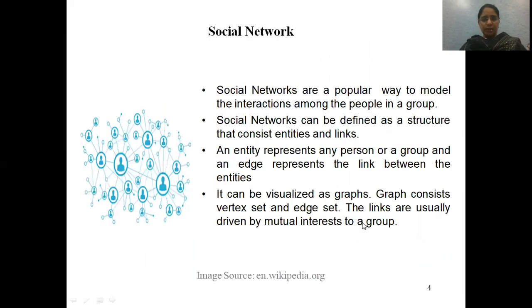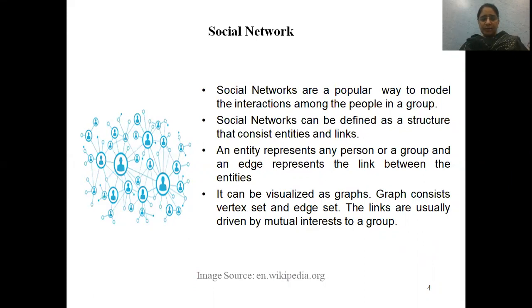The social network. A social network can be defined as a structure that consists of entities and associations. An entity represents a person or a group, and an association represents the link between the entities. An association can be among the members of the business community, the scientific community, the social community. Online social network websites are changing very rapidly as new edges are being added to the network.